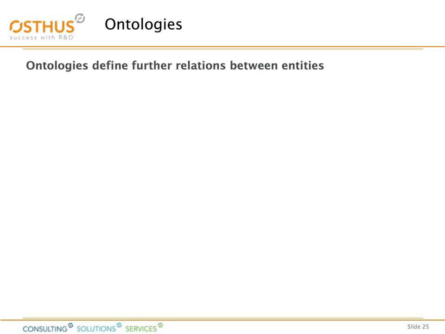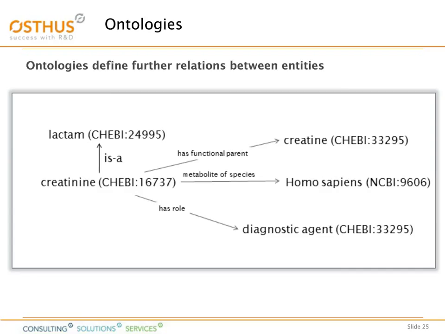Ontologies define further relationships between entities. For example, the example here, again, creatinine. Well, creatinine is also a metabolite. It has a functional parent and it has a role. And as I said, taxonomies and ontologies can help you find connections in your data which you didn't realize before. For example, you can access the information from different viewpoints. You can query on diagnostic agents or on metabolites and get information on creatinine. Or if your system may not have stored that creatinine is a metabolite of Homo sapiens, you can now query on metabolites by using these ontologies.